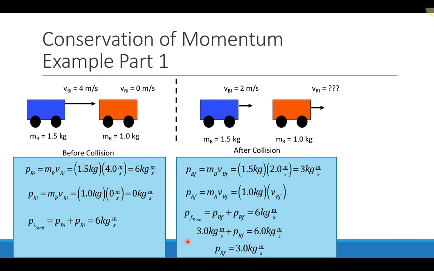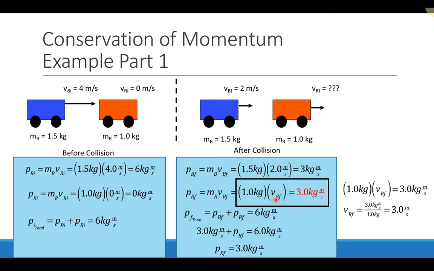So if I plug those values in, I know that the blue cart had a final momentum of 3. The red cart, I don't know what its final momentum is because I don't know how fast it's going. But I know that if I add these two quantities together, it has to equal 6. And so that means that the final momentum of the red cart has to be 3. So if I substitute that value of 3 back up in here for the momentum of the red cart, that momentum has to be equal to 3, and that will allow me to figure out what this velocity is.